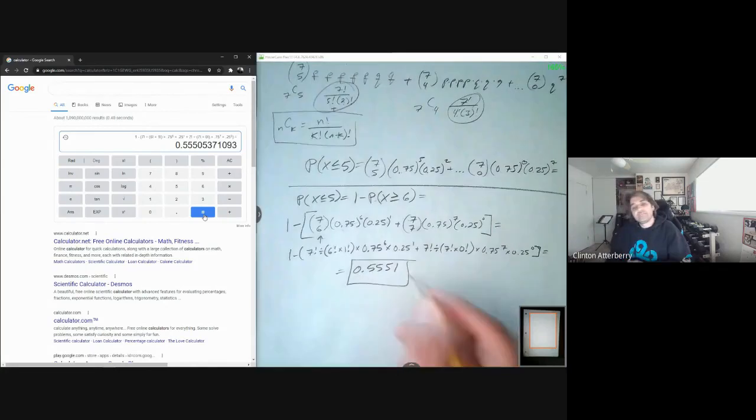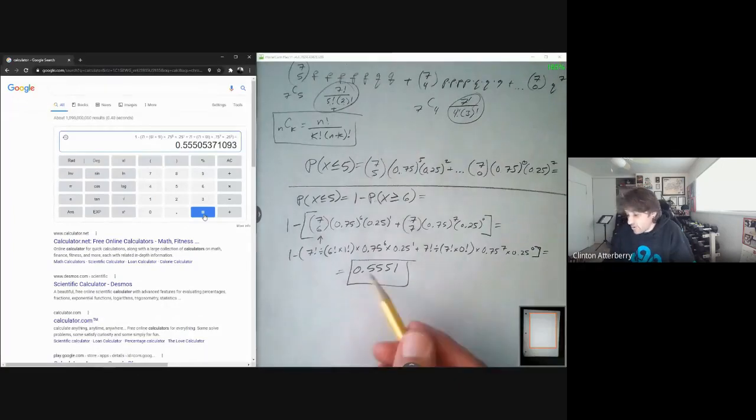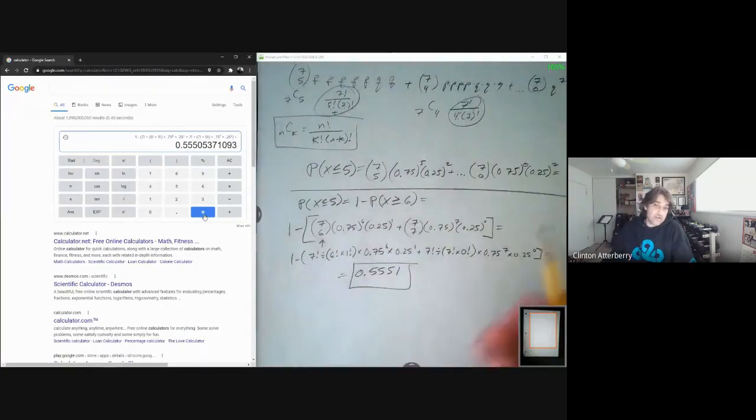This says the probability of a pitcher who throws strikes 75% of the time without fail, out of 7 pitches, throwing no more than 5 strikes, so they throw 0, 1, 2, 3, 4, or 5 strikes, is about 55.5%. Okay, that means about 44% of the time they'll throw 6 or 7 strikes. That's pretty cool. Good job for them.